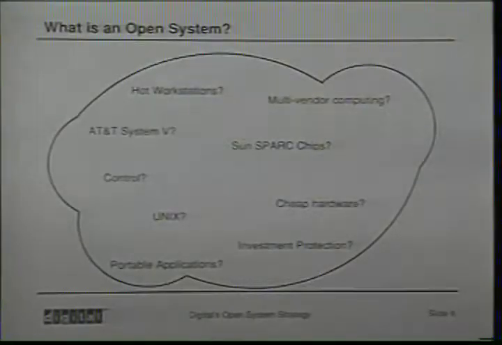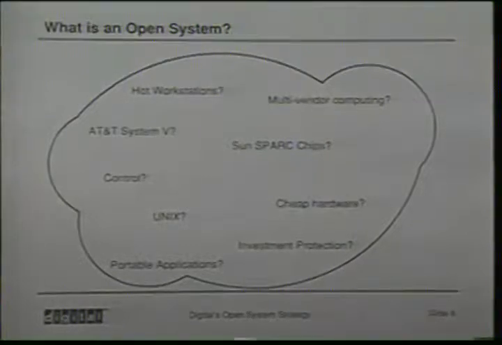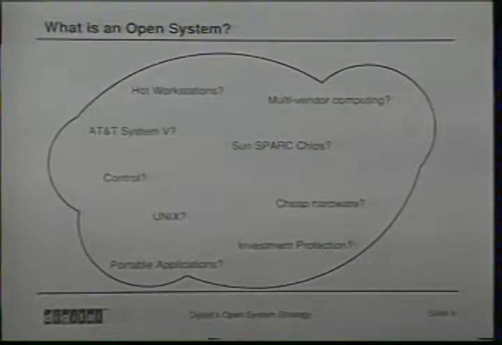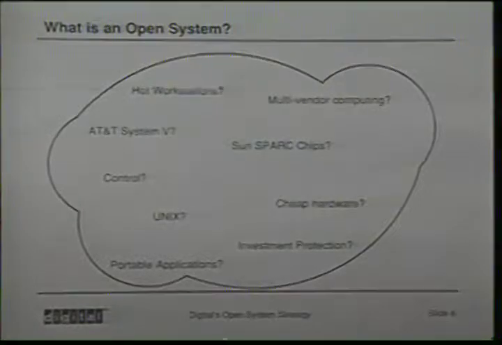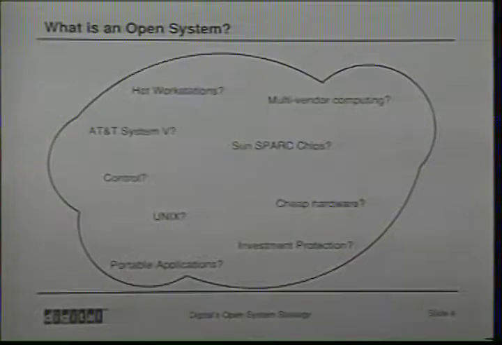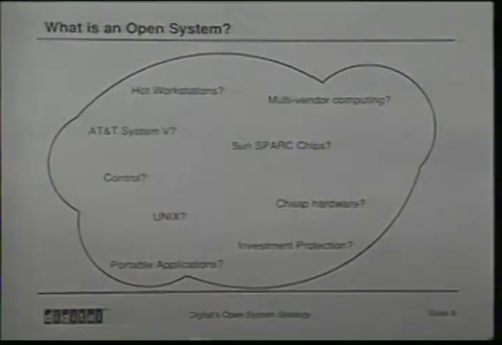So I think we've covered why customers want open systems, why they feel that they're important. We need to talk about what is an open system, and there are as many different open system definitions as there are vendors out there. There are some people that define an open system as a hot workstation. Some people think that AT&T System 5 is the definition of open system. Other people are saying SPARC chips are the definition of open systems. Cheap hardware is another definition that has been offered. Portable applications, Unix, any variety of Unix, multi-vendor computing. All of these things have been offered as the definition of open systems.